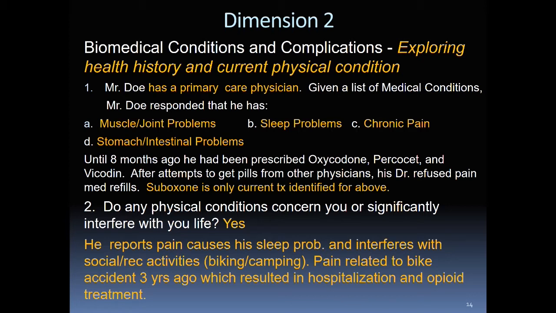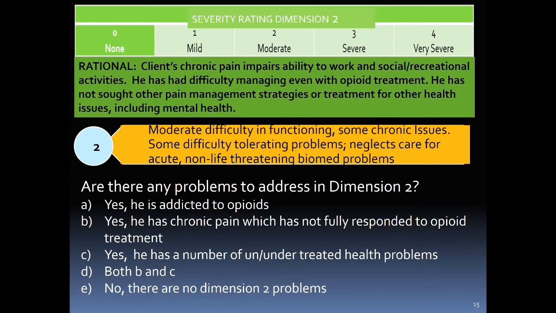Do any physical conditions concern you or significantly interfere with your life? Yes, he reports pain causes his sleep problems and interferes with social and recreational activities. Pain related to bike accident 3 years ago, which resulted in hospitalization and opioid treatment. And for Dimension 2, the rationale is client's chronic pain impairs ability to work and social or recreational activities. He has had difficulty managing even with opioid treatment. He has not sought other pain management strategies or treatment for other health issues, including mental health.